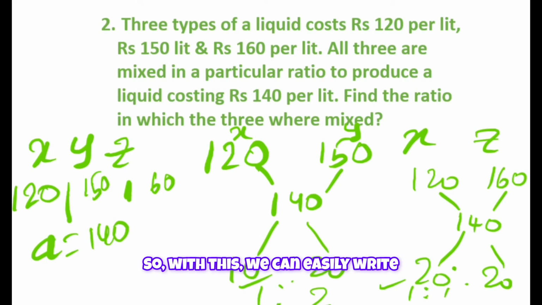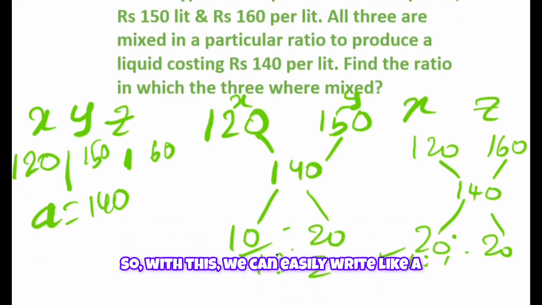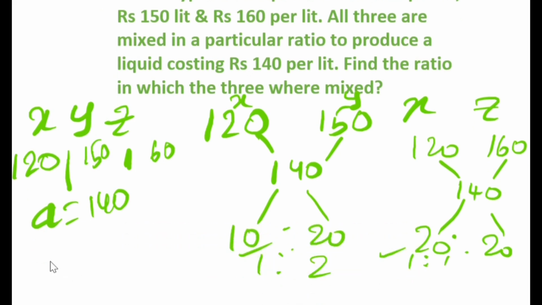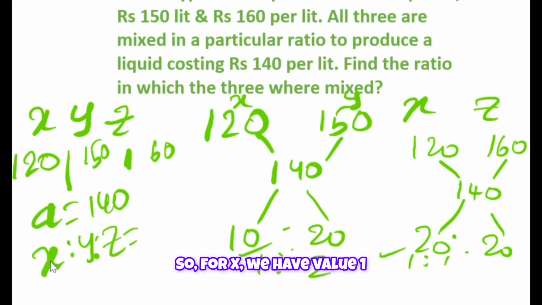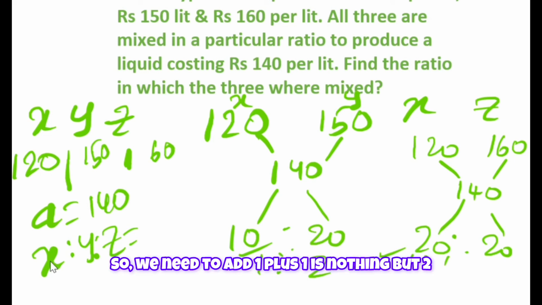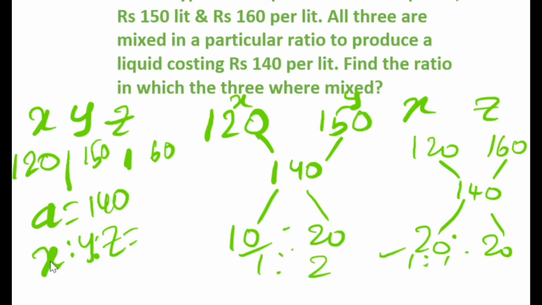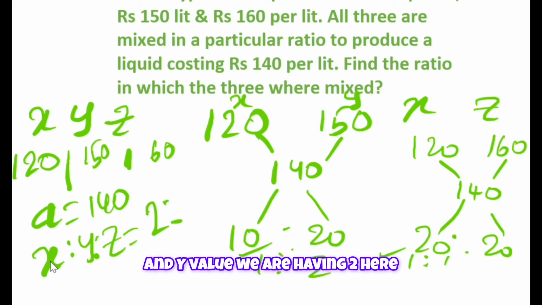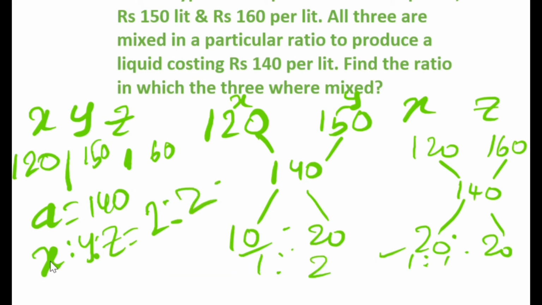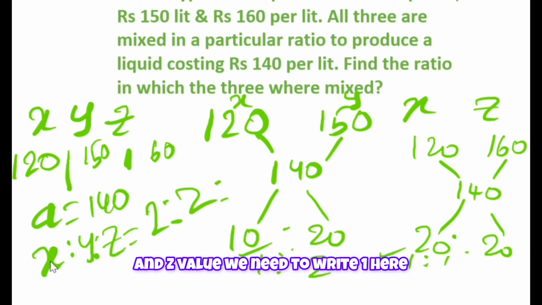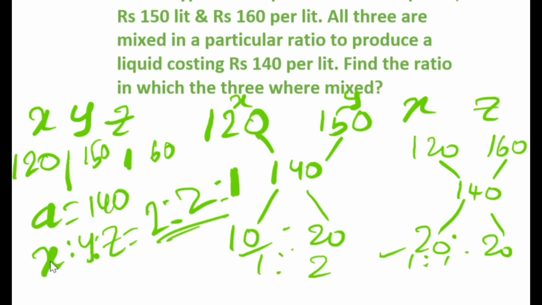So with this we can easily write the required ratio, right? X is to Y is to Z. So for X we have value 1, and here too there are two X's. Here X has 1, here X has 1. So we need to add 1 plus 1, which is nothing but 2. So X value is 2, and Y value we have 2 here. So we need to write 2 here, and Z value we need to write 1 here. So the required ratio is nothing but 2 is to 2 is to 1.